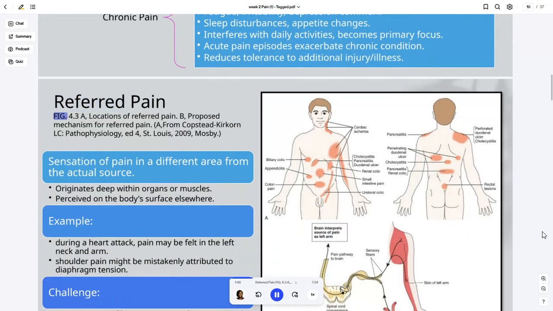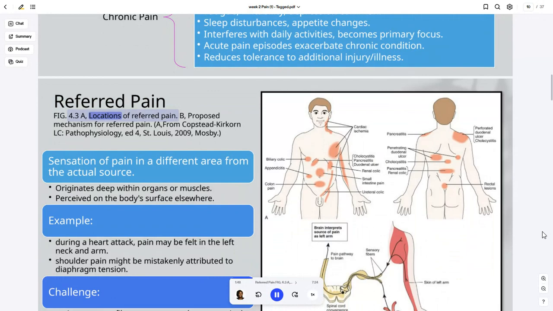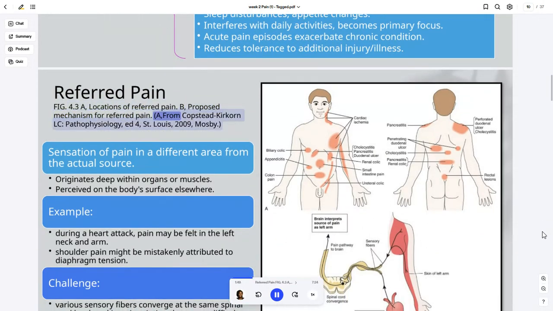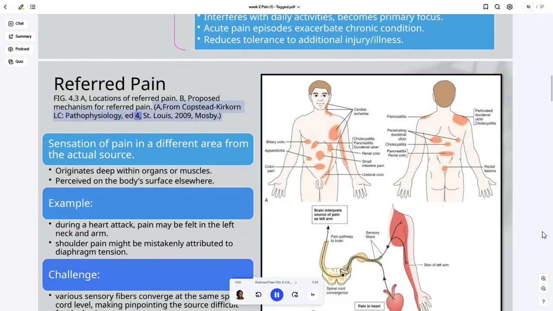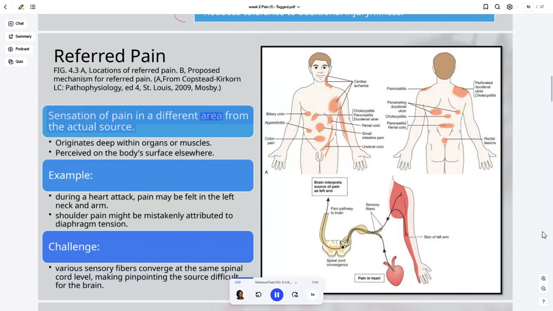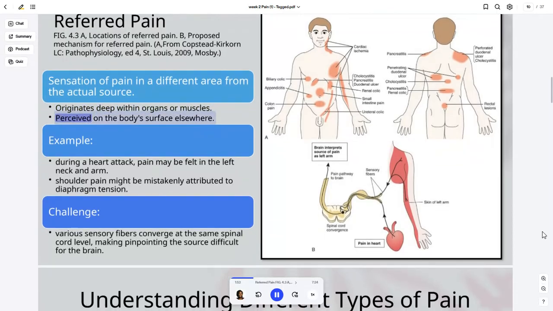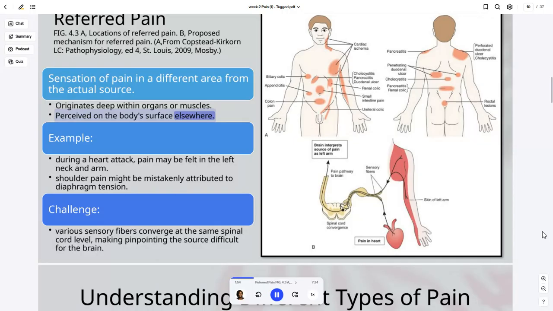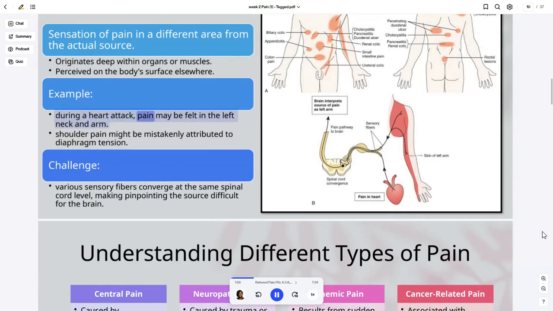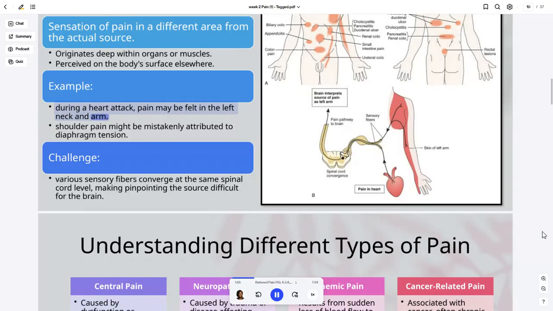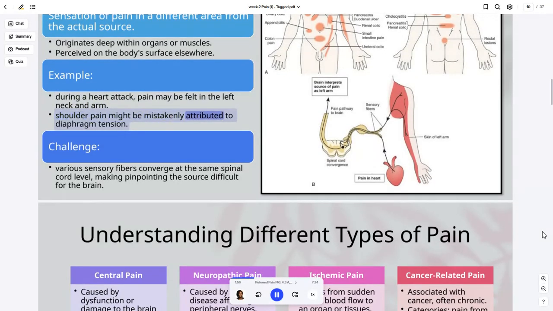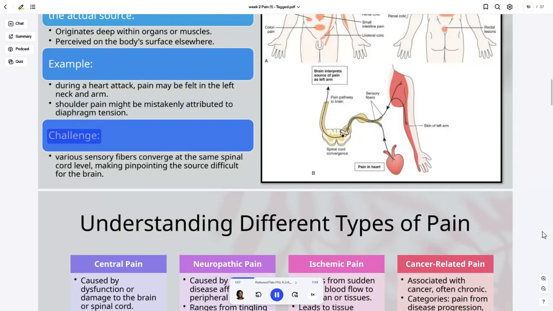Referred pain. Fig. 4.3A: Locations of referred pain. B: Proposed mechanism for referred pain. From Copstead-Kirkhorn LC, Pathophysiology, ed. 4, St. Louis, 2009, Mosby. Sensation of pain in a different area from the actual source. It originates deep within organs or muscles and is perceived on the body's surface elsewhere. Example: during a heart attack, pain may be felt in the left neck and arm. Shoulder pain might be mistakenly attributed to diaphragm tension. Challenge.